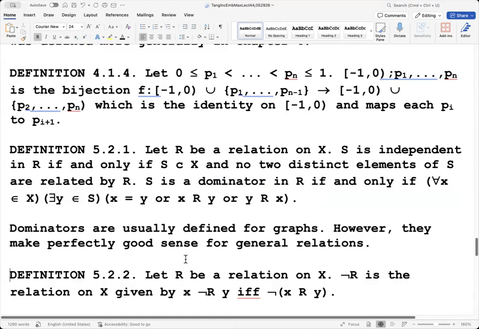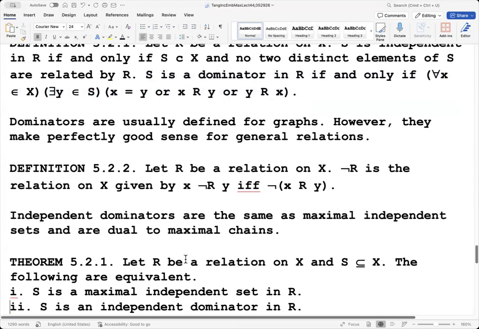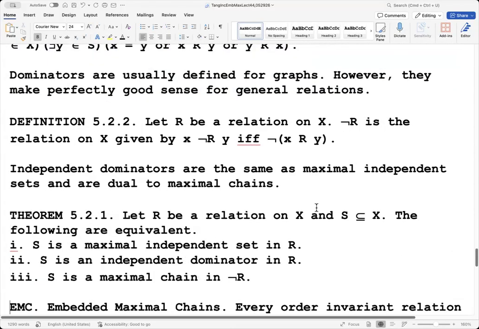Okay, now we need to talk about duality. So if R is a relation, then not R is the negation of the relation. And since we're not worried about graphs, we don't have to worry about insisting that in a simple graph, X is not related to itself, that we have forced irreflexivity. That's irrelevant because we're talking about general theory of relations.